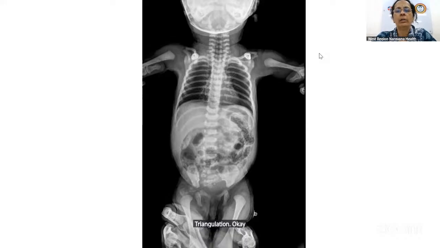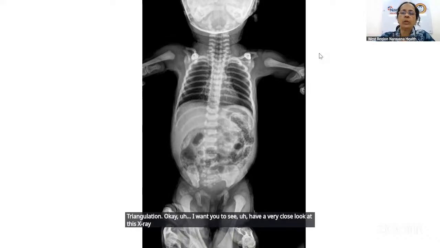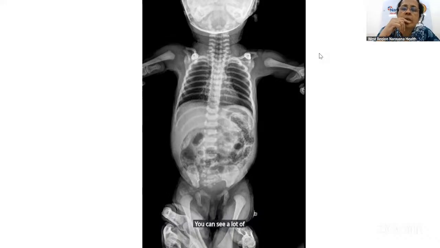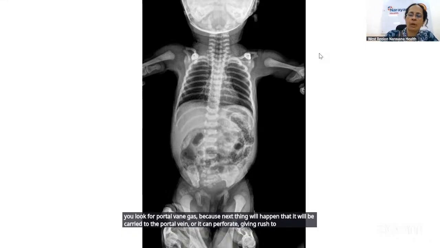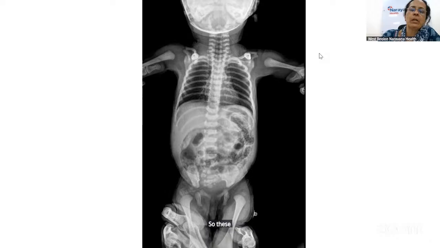Okay. I want you to have a very close look at this X-ray abdomen of a newborn. You can see a lot of gas. You can see a lot of air and gas mixture, and there is air within the wall of the bowel, which is called pneumatosis intestinalis. Now, whenever you get that, you look for portal vein gas, because the next thing that will happen is that it will be carried to the portal vein, or it can perforate, giving rise to free gas under the diaphragm. So this is typically seen in necrotizing enterocolitis.